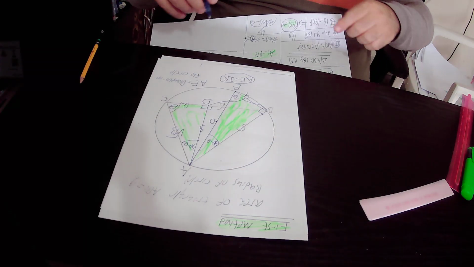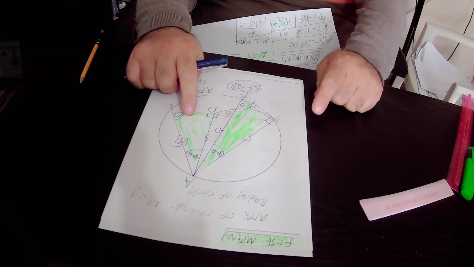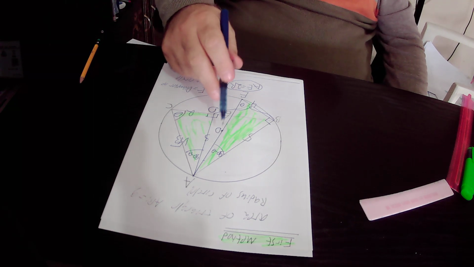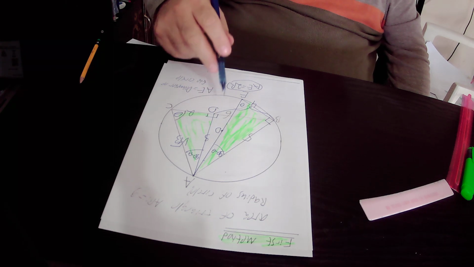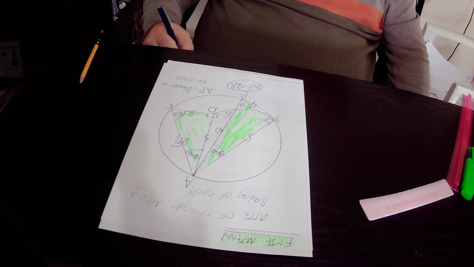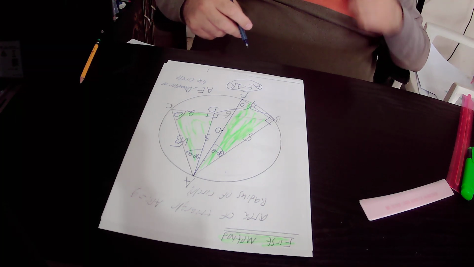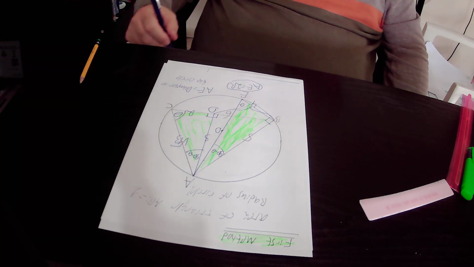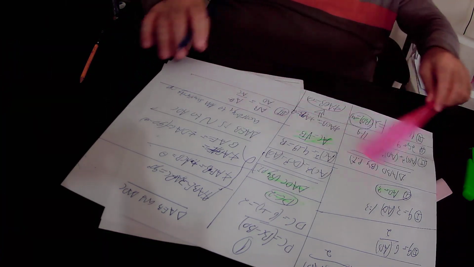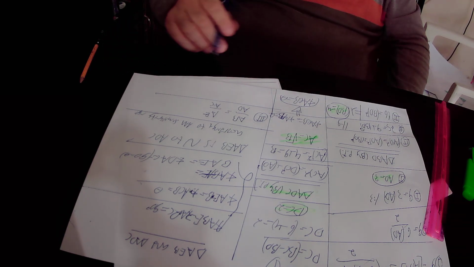And from the fact that those two right triangles are similar to each other, we conclude that the following equation is true: AB over AD equals AE over AC. I'll repeat again. We conclude that AB over AD equals AE over AC.